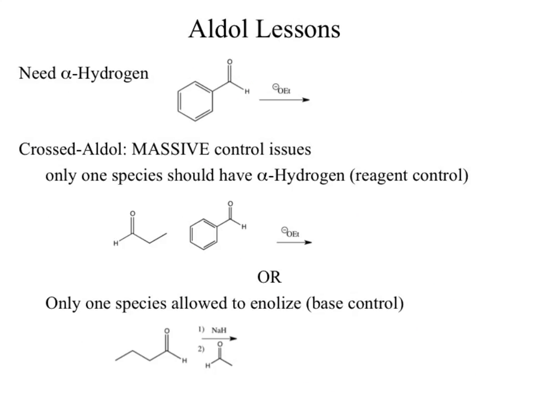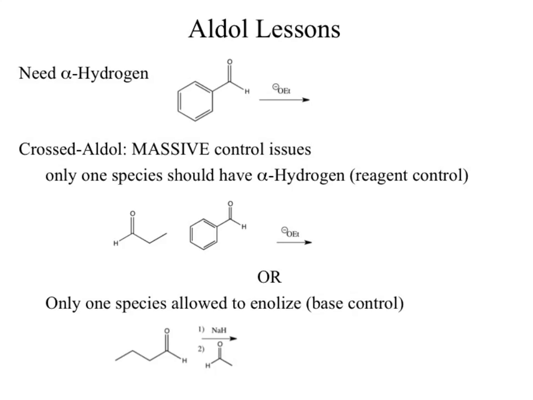So our lessons from this. We need an alpha hydrogen. So in that one case where we didn't have an alpha hydrogen, no reaction could occur. If we do a crossed aldol reaction, be it condensation or not, we have massive control issues. Okay? Way too many things can possibly happen. So we have to control and limit how those things react with each other to allow us to get through.